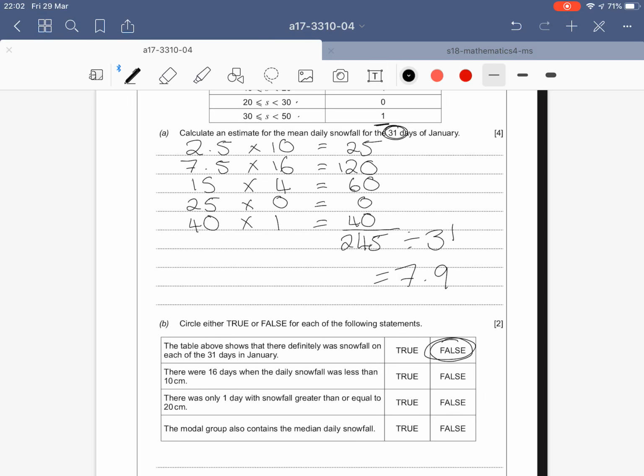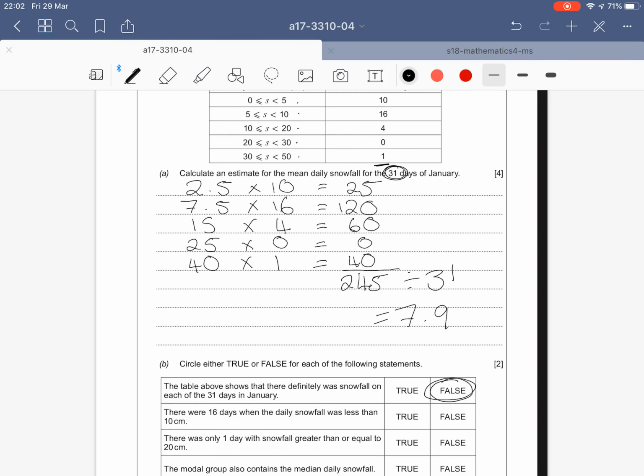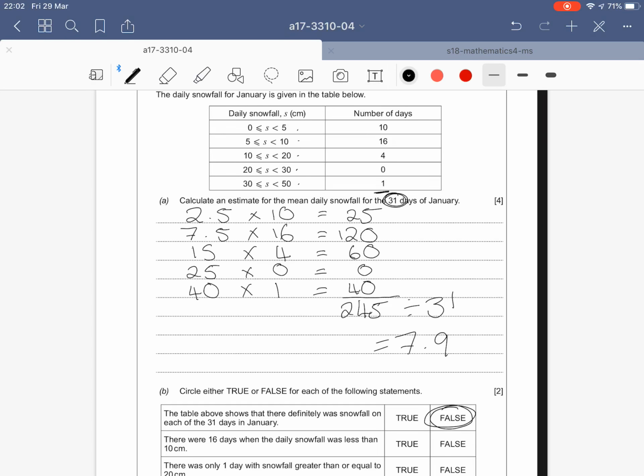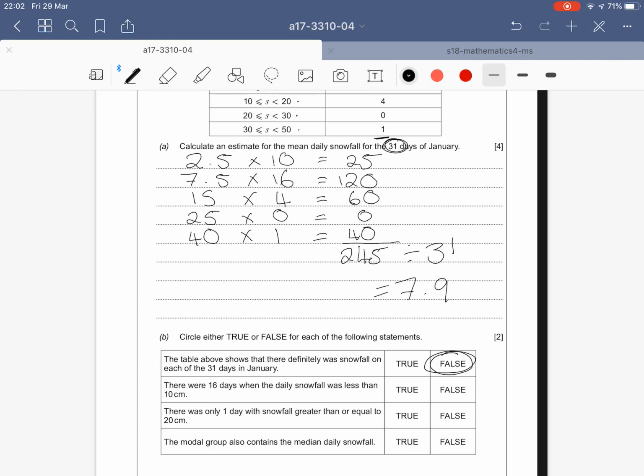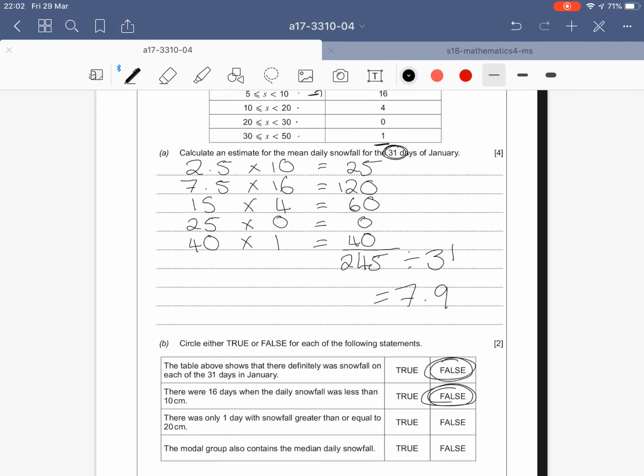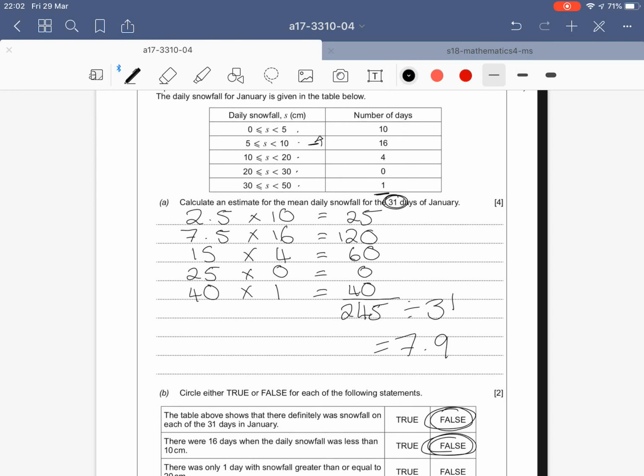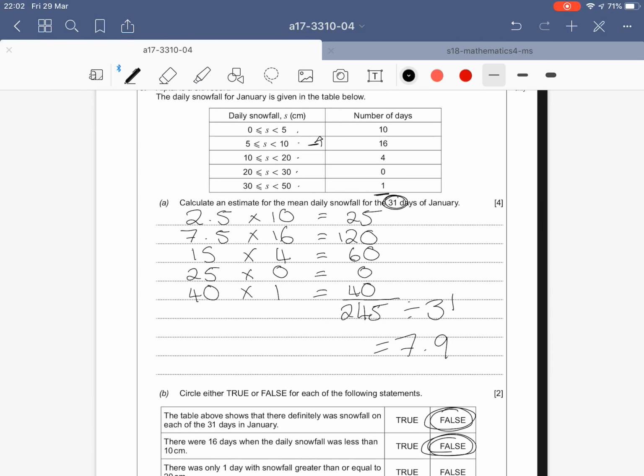There were 16 days when the daily snowfall was less than 10 centimetres. So less than 10 is this one, and it's got to be 16 under here. Well, no, both of those are 26, so that's not right. There was only one day with snowfall greater than or equal to 20, so it's got to be bigger or greater than 20. So that's these 2 days here, and they've got to add to 1, which they do. So yeah, that one's true.